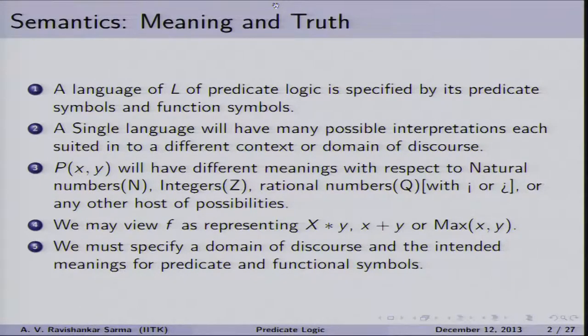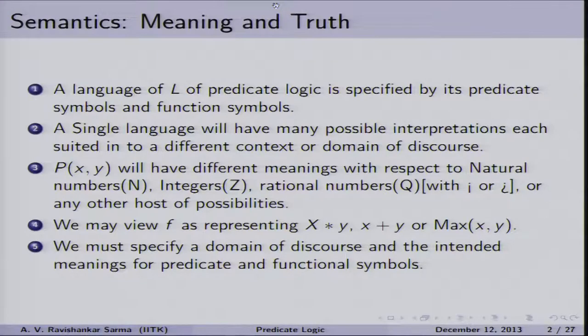For example, if you have a particular formula, the same formula can be true of natural numbers, and the same formula may be interpreted in terms of a different domain, let us say real numbers, other than natural numbers, whole numbers, etc., which includes zero also. If you talk about whole numbers, the same formula may turn out to be false. Or the meaning of a formula with respect to integers might change. So it is dependent on the domain that you are using.